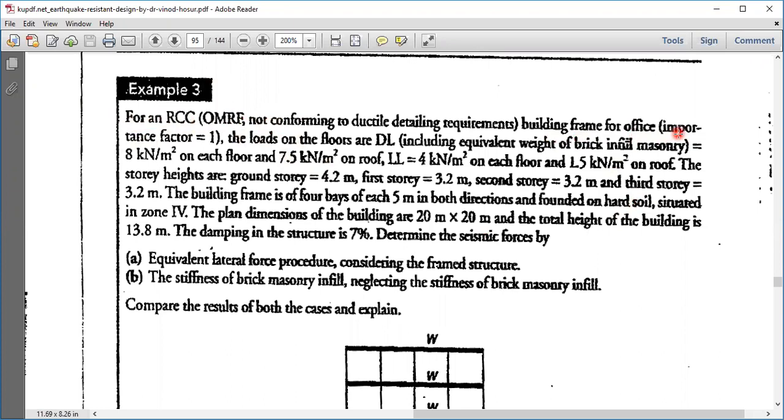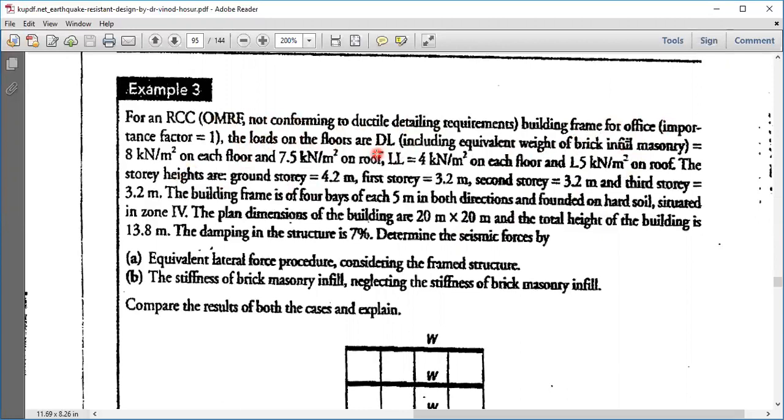Building frame for an office. So the importance factor is given in the question. This is an office building. What we can do is take 1.2 or 1.5, because we have not mentioned what type of building. It is not a special moment resisting frame, so we can go ahead with the I value to be 1.2.